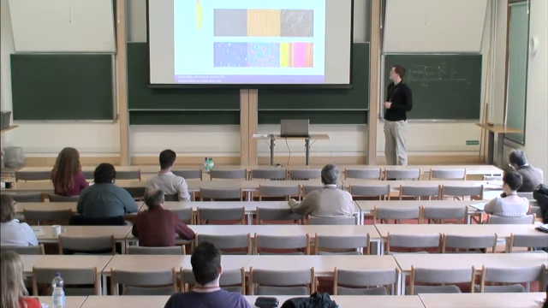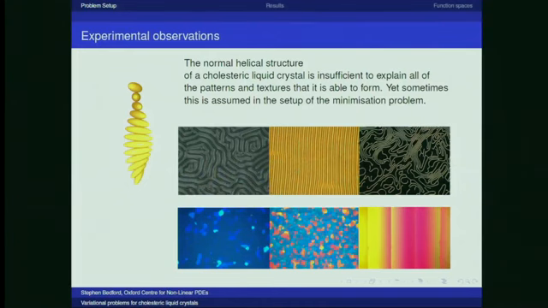So, a brief introduction to cholesterics for the people who are not so familiar. The usual assumed minimizer of cholesteric liquid crystals is this helical configuration where the director rotates perpendicular to a certain direction. So as you move up in z, it rotates in the xy plane.